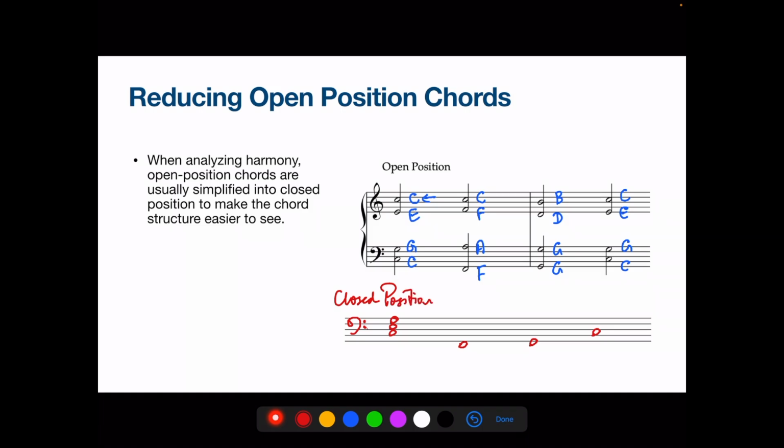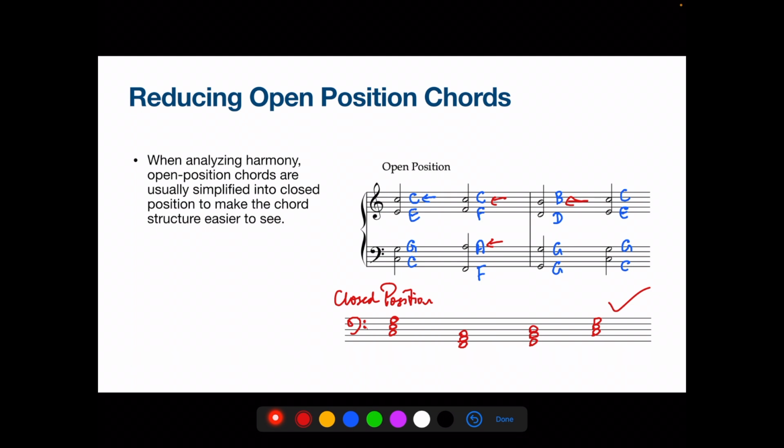The next one, F, a third above is going to be A, which is here, and then C. And then the third one, we have G, and then next is going to be B, which is here, and then D. And then we have our very last chord, which is C, E, and G. So that would be your close positions.